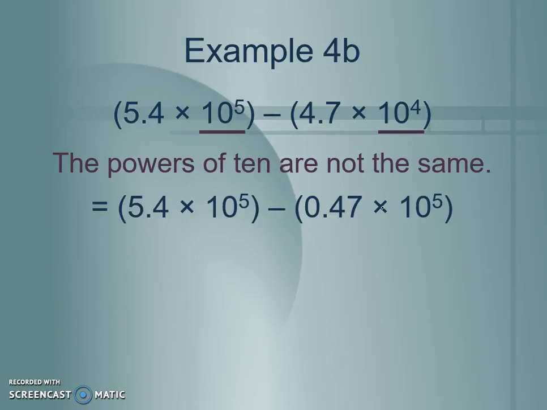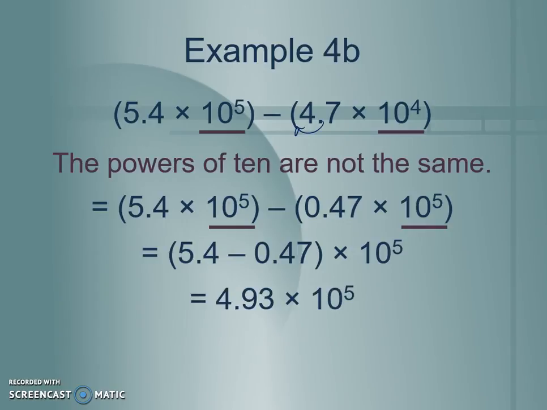So how did they get from 10 to the 4th to 10 to the 5th? Well, our exponent has to get one bigger, so our number is going to appear one smaller. So we end up with 0.47 times 10 to the 5th. Now we can go ahead and subtract, because we have both 10 to the 5th powers. So we're going to take 5.4 minus 0.47. And we get 4.93 times 10 to the 5th. And are we done? Yes, because it is greater than or equal to 1 and less than 10.